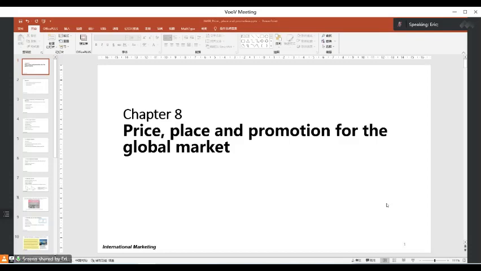Last chapter, we discussed product. This is one of the 4P strategies. There are a lot of things about the product: the holistic concept, product category, the life cycle of the product, and what's a new product. It's a basic element for the marketing and management. If we want to sell something abroad, the basic thing is we should make a good product or good service. After that, we should discuss the rest of the 4P strategies: price, place, and promotion for the international market.